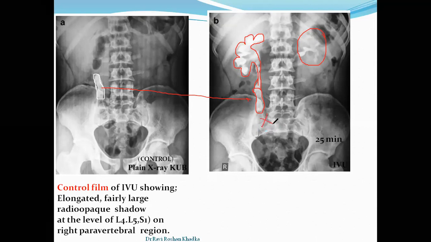So with this knowledge, what we can say is that the stone is lying at the upper part of the mid ureter with hydroureteronephrosis, that is dilated ureter and kidney, and it is impacted because no dye is coming down. So this much knowledge you can get from the X-ray view.